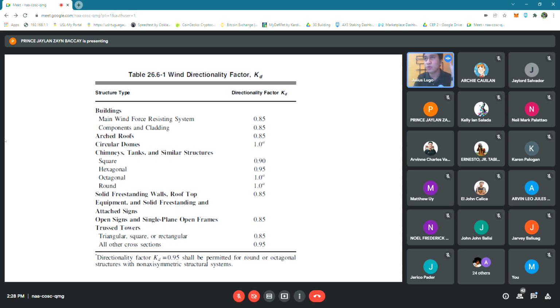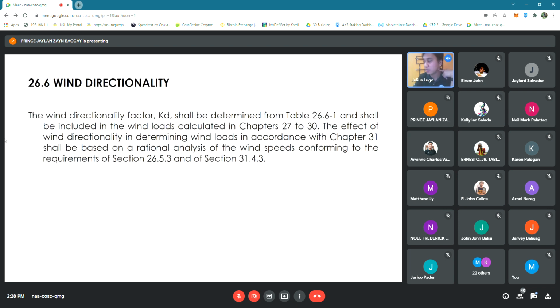Ngayon, yung directionality factor ninyo can be 0.95. Those are only for round or octagonal structures with non-axis symmetric structural systems. Okay? Pag sinabi natin non-axis symmetric, hindi siya pareho on both sides. If you're going to cut the structure into two, pareho ba sila ng structural system? Pareho ba sila ng shape? Mga ganyan. Okay? Pareho ba sila ng structural characteristics whatsoever? Okay? So, proceed next slide.